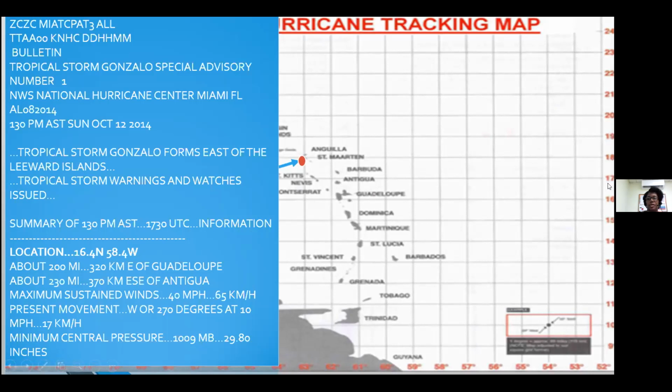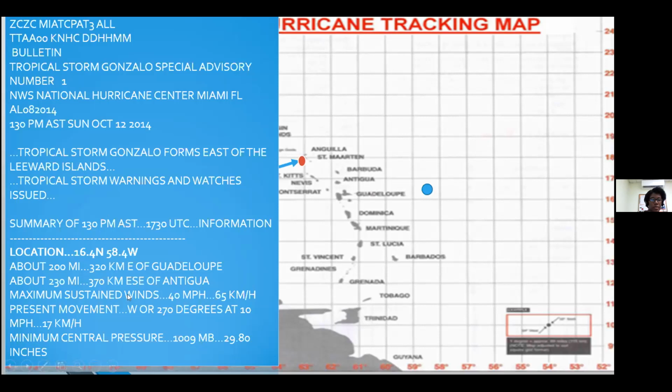16, just a little above 16, and then the longitude would be the lines that go from north to south on our page, and the first one would be from east to west on our page. So this is the location here. My point again is big, just for demonstration. So this would be the location of Gonzalo at that time, 1:30 p.m. on the 12th of October.